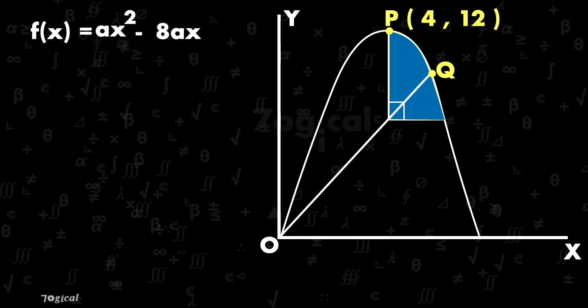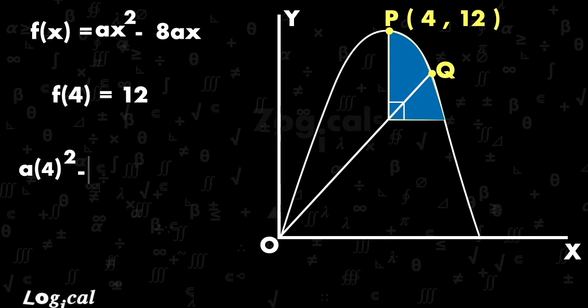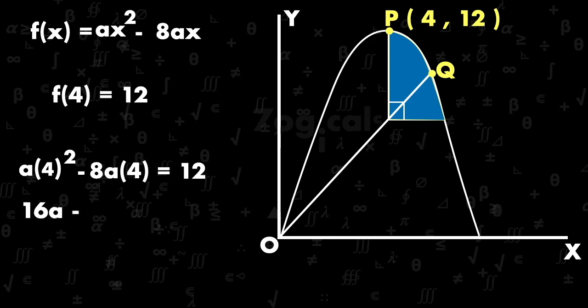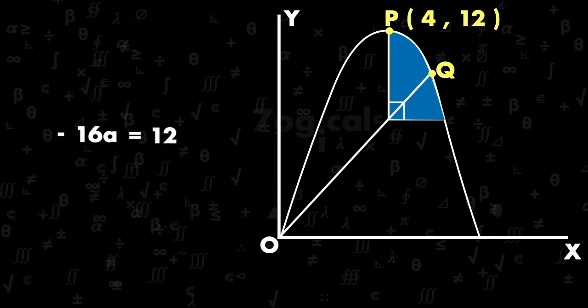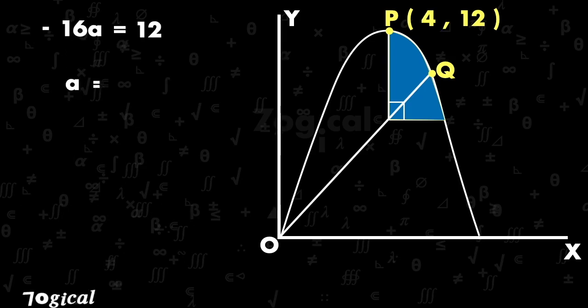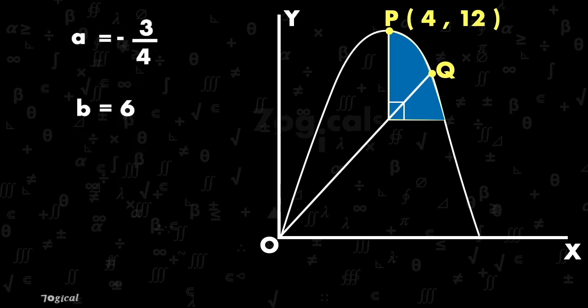According to the function, the value of f4 is equal to 12. On putting the value, it becomes a into 4 square minus 8a into 4 is equal to 12. 16a minus 32a is equal to 12. Then minus 16a is equal to 12, so a is equal to minus 3 by 4. But b is equal to minus 8a, so on putting the value of a, we have b is equal to 6.